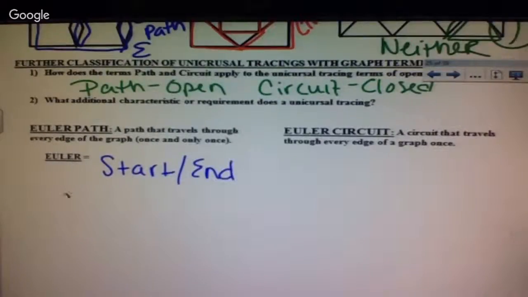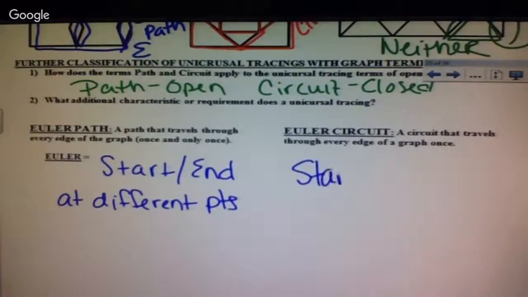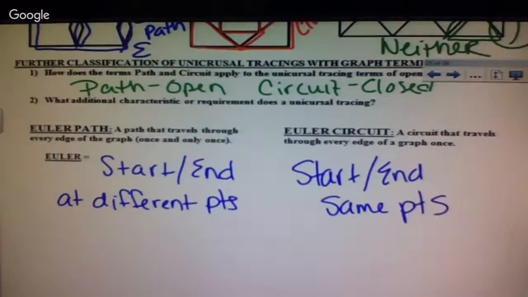We start and end at different points. Okay, an Euler circuit. A circuit that travels through every edge of a graph once and only once. But this time, we start and end at the same point. That's a big difference.